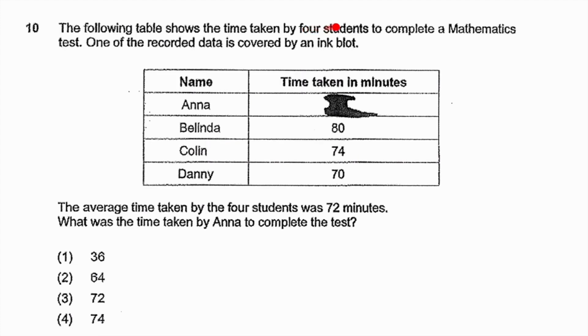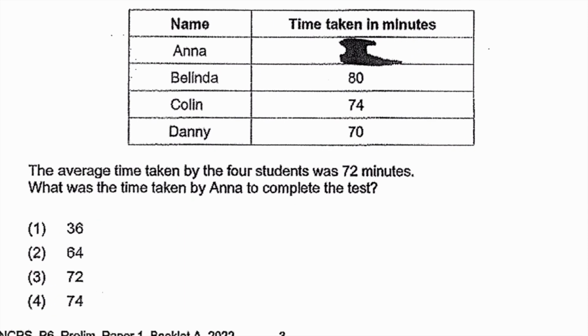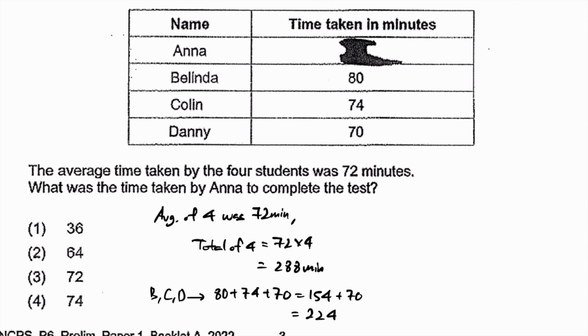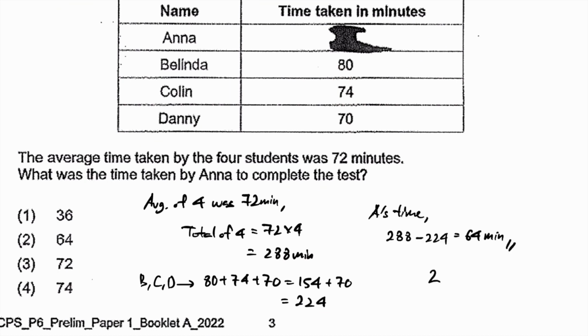Table shows the time taken by 4 students to complete a math test. One of them covered by an ink blot. So the average time taken by the 4 students was 72 minutes. So what I like to do is to say, since the average of 4 students was 72, the total of those 4 is basically 72 times 4. That's 288. And since we know these 3 numbers, we can sum them up, giving us 224. So Anna's time is therefore 288 minus 224. The answer is 64 minutes.